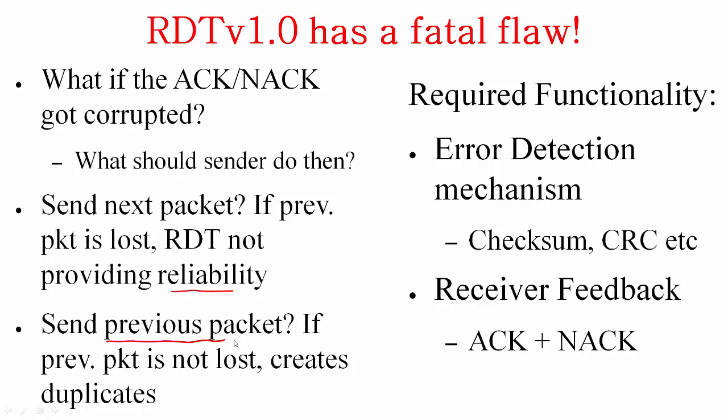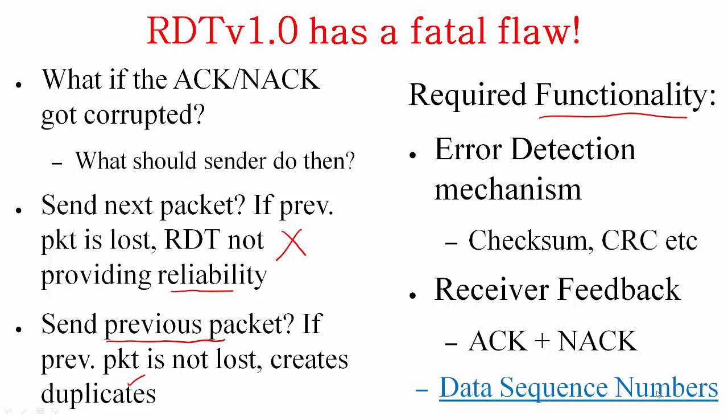Now what is the problem with this? If the previous packet was indeed not lost, now you are sending duplicate packets to the receiver. Our goal is to provide reliability, thereby this cannot happen. You need to assume the worst and send the previous packet. So retransmitting the previous packet can potentially create duplicates. So how do you handle these duplicates at the receiver? In other words, what functionality do you need to overcome duplicates? Right, you need to now sequence the data packets.